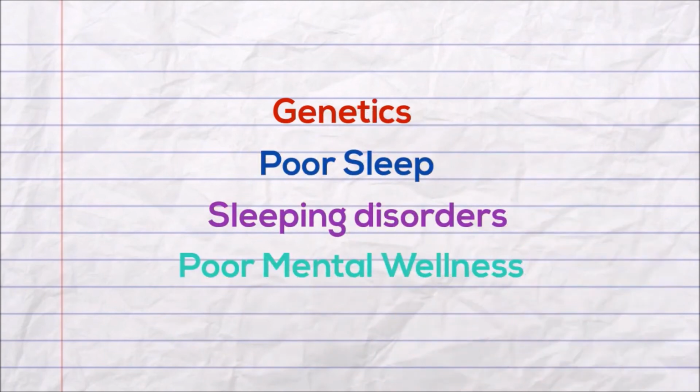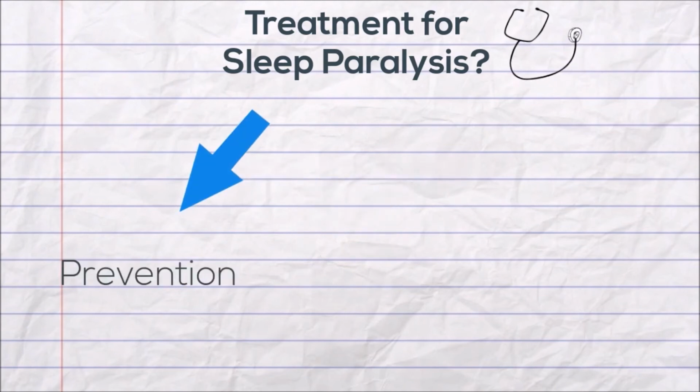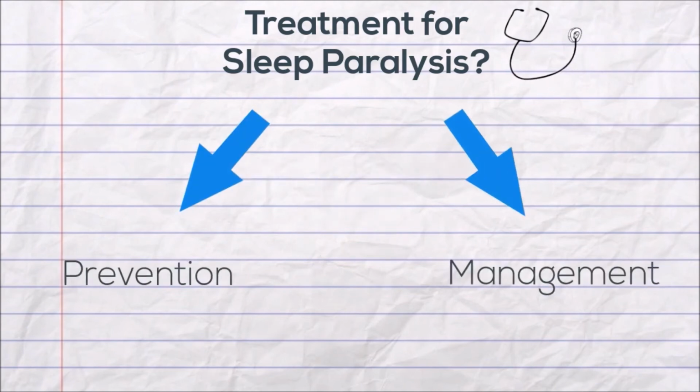Aside from avoiding or treating these specific risk factors, are there other treatments that could work for avoiding sleep paralysis? Well, there is no universal treatment that works for treating sleep paralysis. There are preventative and management strategies. However, these strategies lack empirical consensus among researchers.